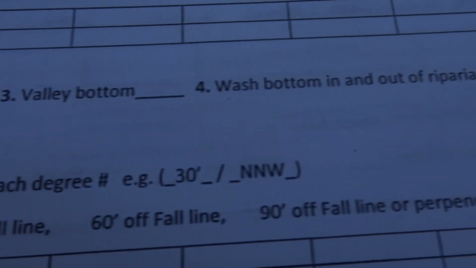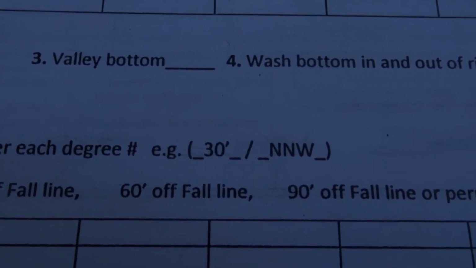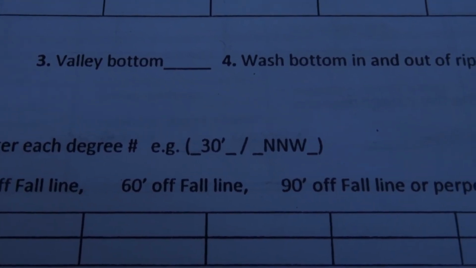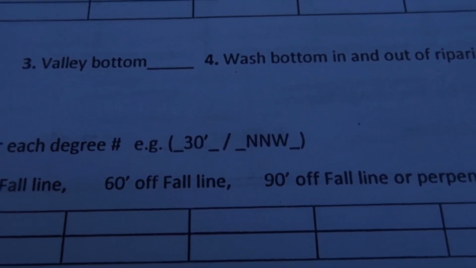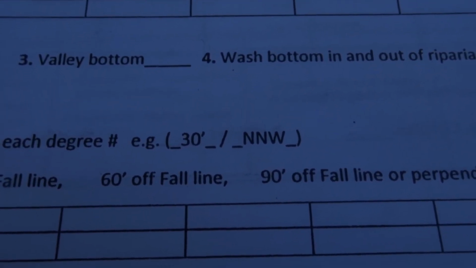And then over here it's telling us that we do write the degrees off of the fall line with a slash followed by the compass aspect in quarters.